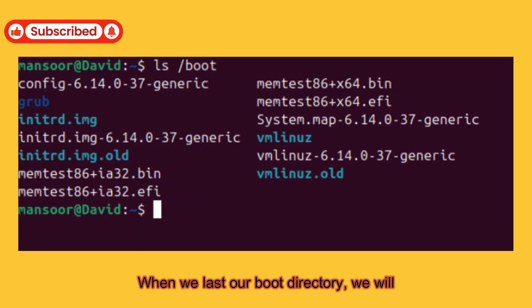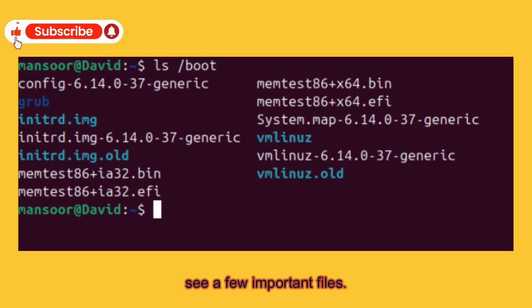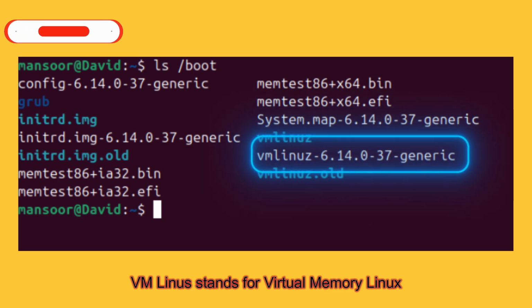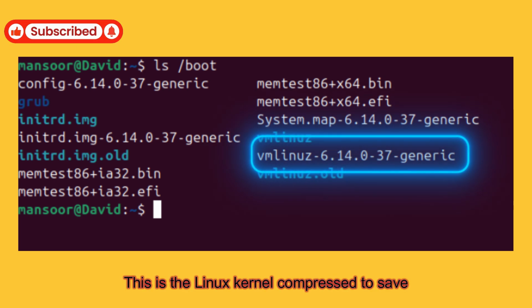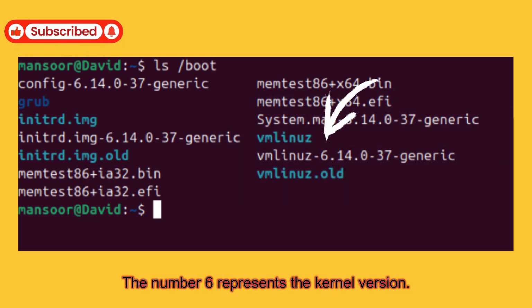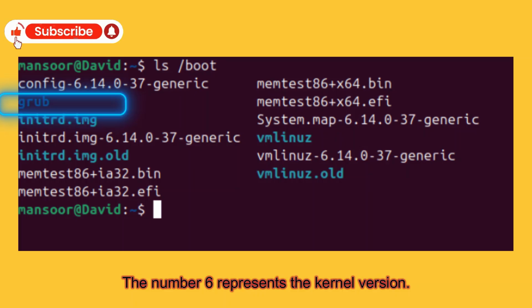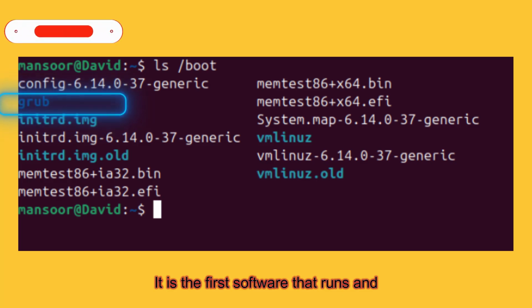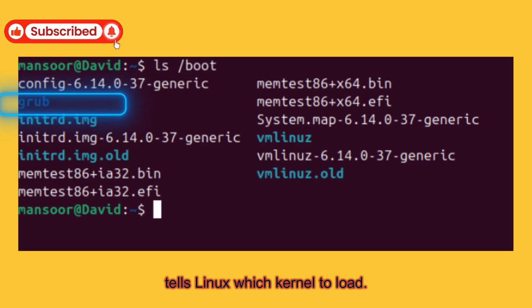When we list our boot directory, we will see a few important files. One of them is vmlinuz. Vmlinuz stands for Virtual Memory Linux Unix Zip. This is the Linux kernel compressed to save disk space and memory. The number 6 represents the kernel version. You will also see a GRUB directory, which is the bootloader. It is the first software that runs and tells Linux which kernel to load.